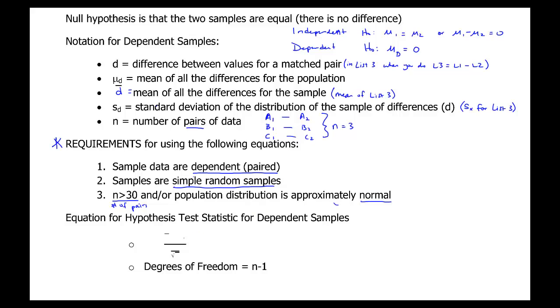So the equation, okay, looks a lot like the equation we used for sample means, except you're substituting D in for X for the sample mean. We use a subscript D on the mean, and we use a subscript D on this sample standard deviation, just to remind us that we're using differences. Okay. But in your calculator, you'll be using just the regular TTest and TInterval.